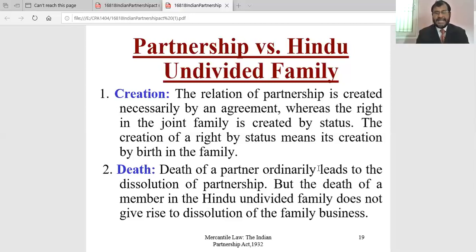The death of a partner ordinarily leads to a dissolution of partnership. Please understand, underline this. If you are noting down, please note down this point. Death of a partner brings to an end a partnership. But death of a member of a Hindu undivided family does not give rise to dissolution of the family business. Nothing will happen on death. Another person will take over; it will devolve.